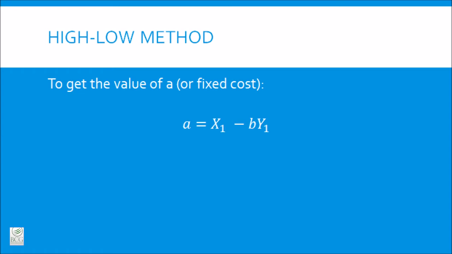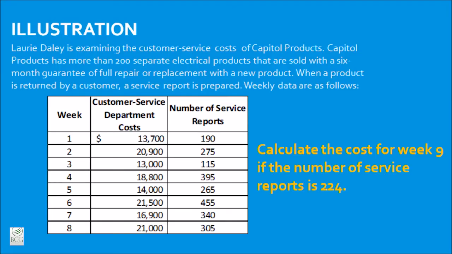Now to better understand this, let's give you an illustration. Lori Daly is examining the customer service cost of Capital Products. Capital Products has more than 200 separate electrical products that are sold within a 6-month guarantee of full repair or replacement with a new product. When a product is returned by a customer, a service report is prepared. Now, weekly data are as follows.